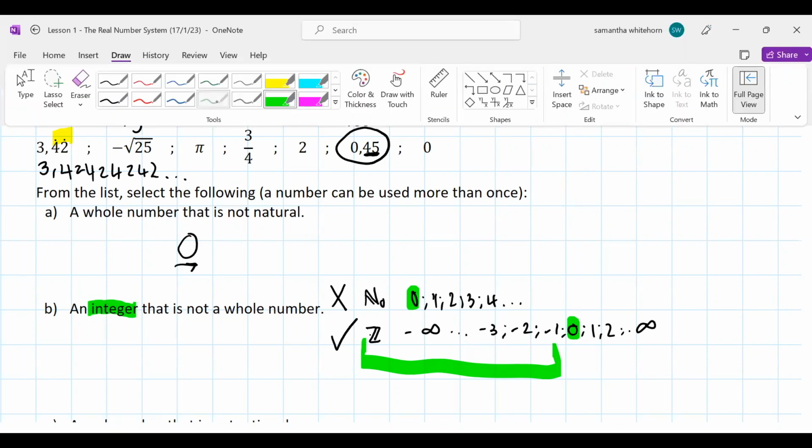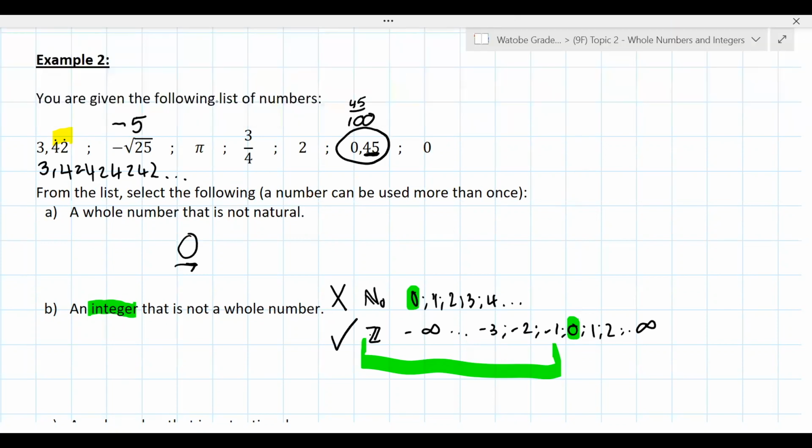No takers. Okay, so guys, if we have a look here, our integers are negatives. They include the negatives. And the only negative value I have here is that negative square root 25. So I'm going to stop there. Paledi, do you want to carry on for me?